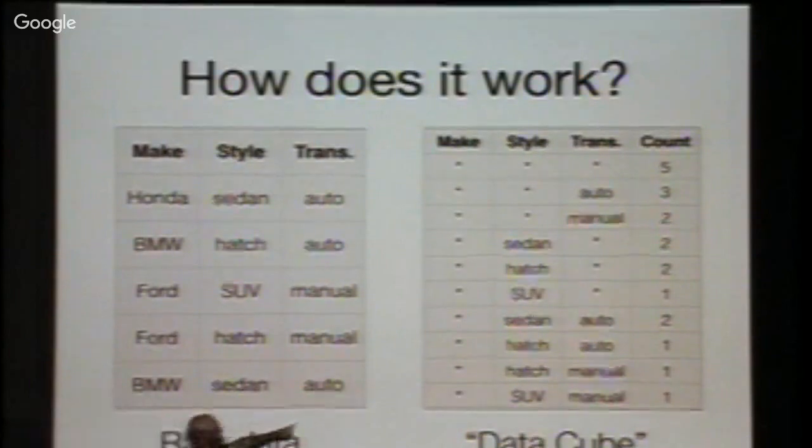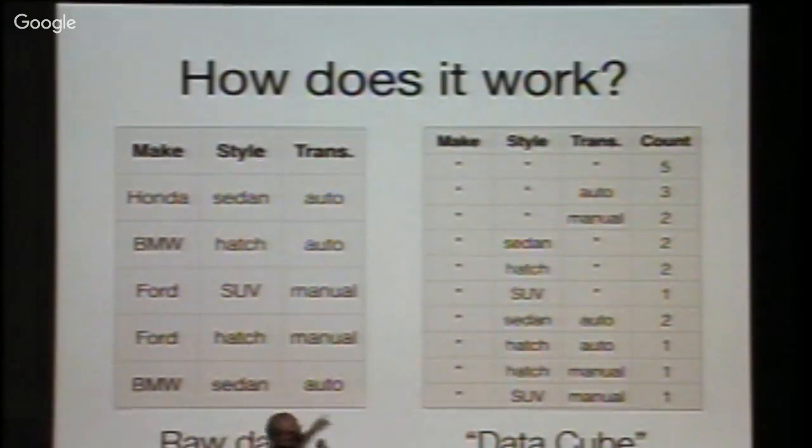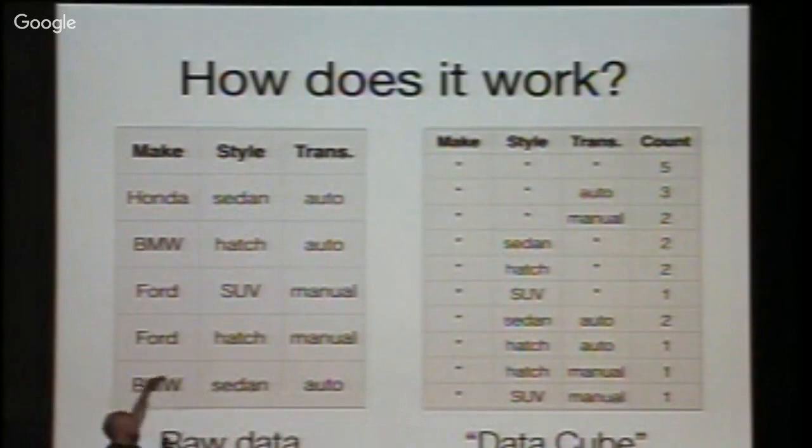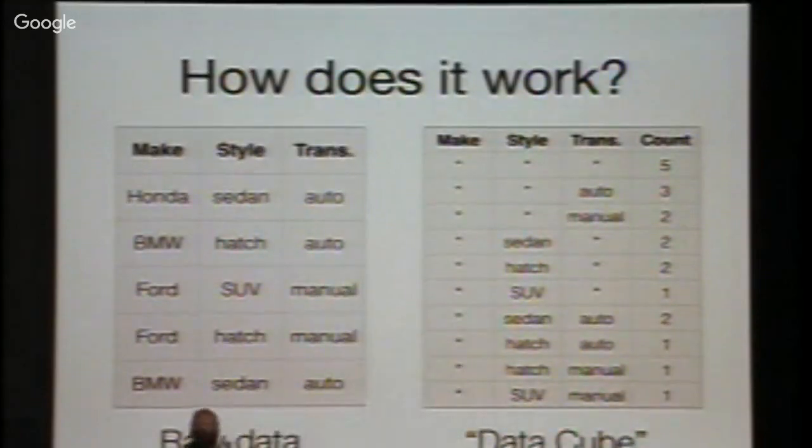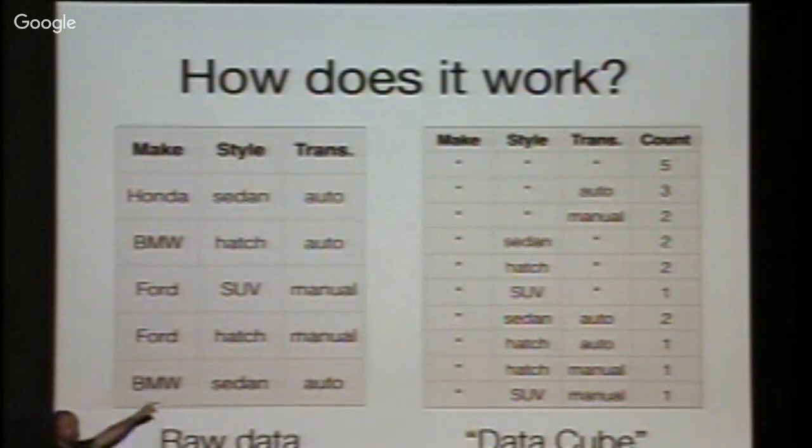So in this table, we don't need to go over every one of these rows to get the total count. We can just go look and say, give me the one that says all. There's five of them. If you ask the question, how many cars did I sell that are automatics? That's the second row there. There's a star, then there's an auto, and there's three of them. So at that table, I do not need to go search for each one of these.